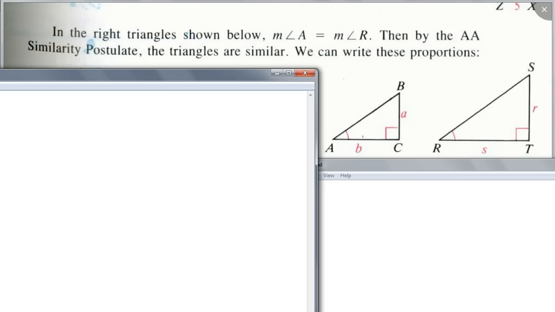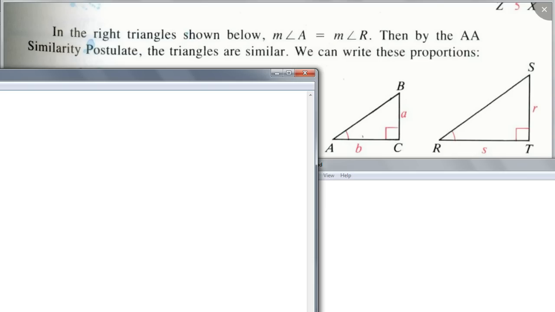Jason? Okay, they both have right angles. C and T are right angles. Therefore, by angle-angle, the two triangles are similar, right, Josh and Jason? So if this is true, what do you know about similar triangles? What do you know about the corresponding sides of similar triangles, particularly?